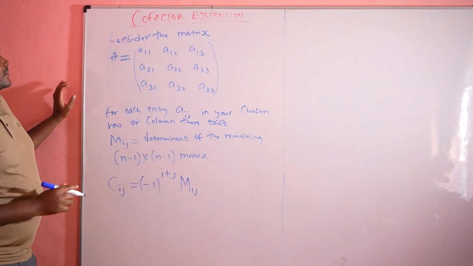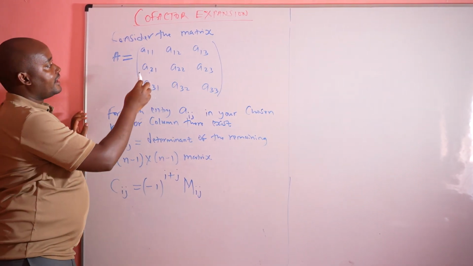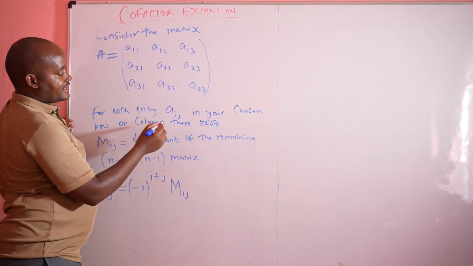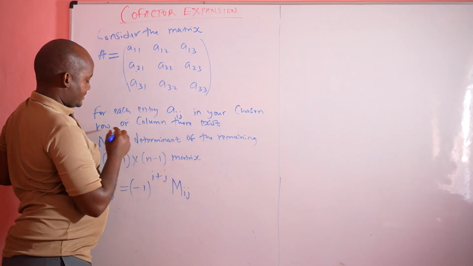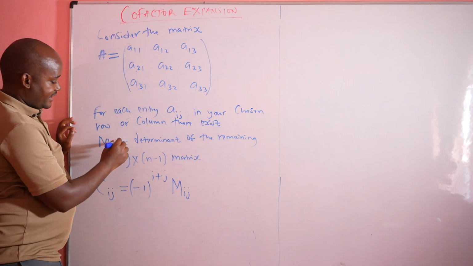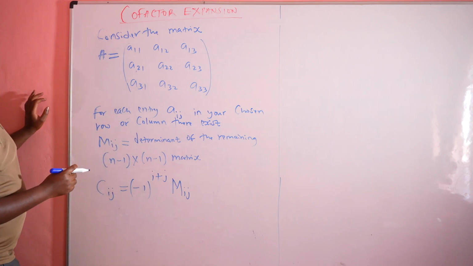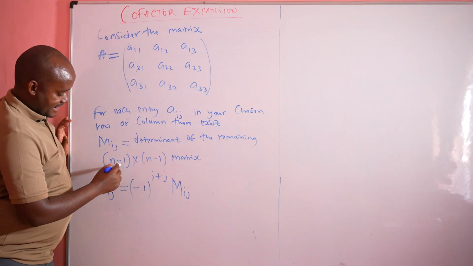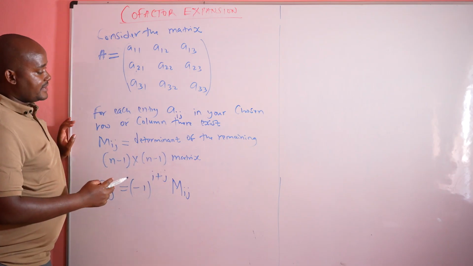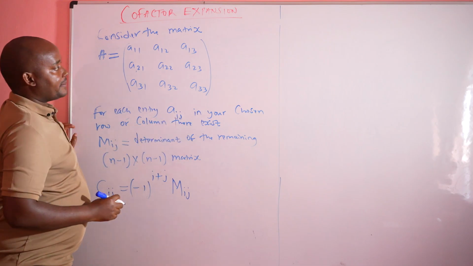So in this case, we are told to consider the matrix A with the entries A11 all the way to A33. For each entry Aij in your chosen matrix or chosen row or column, there exists this value that we are calling Mij, which is equal to the determinant of the remaining n minus 1 by n minus 1 matrix, which is obtained after deleting the ith row and the jth column.